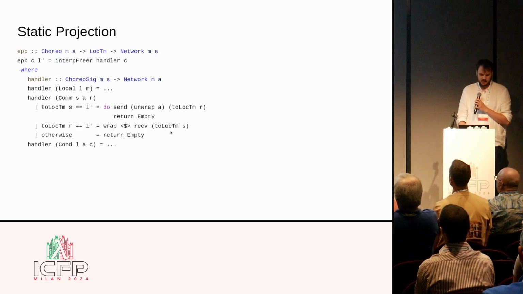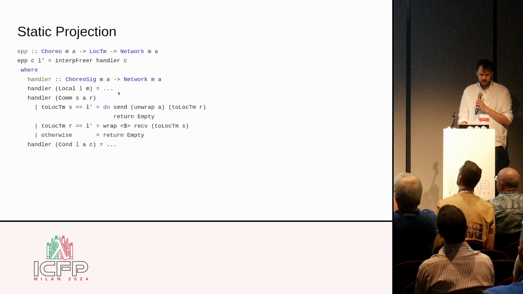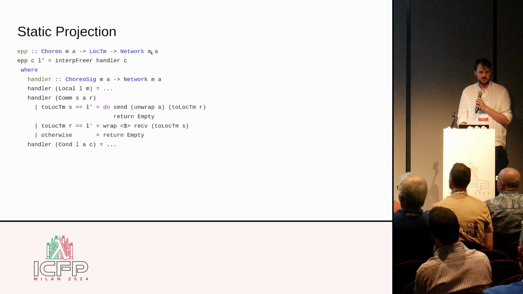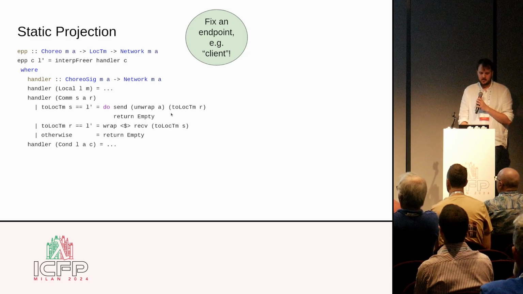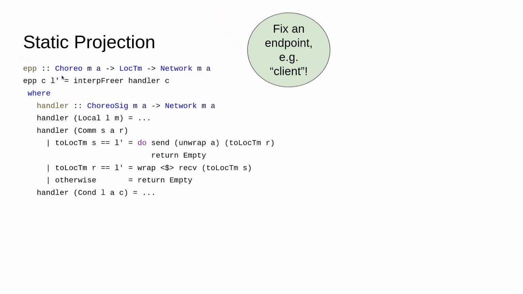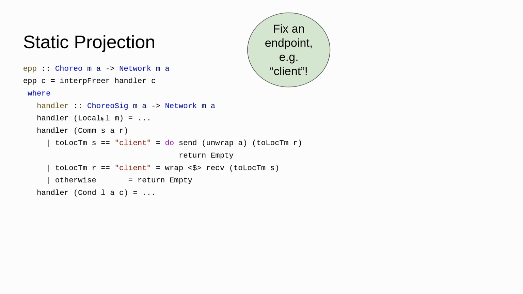And endpoint projection, so if we now consider this pseudocode here, I'll modify this a bit. So this is the function we want to run at compile time, right? So what if we just fix L prime to be client? If we want to project at compile time, we also have to fix the endpoint we want to project. The clauses, the cases, somewhat become like this.